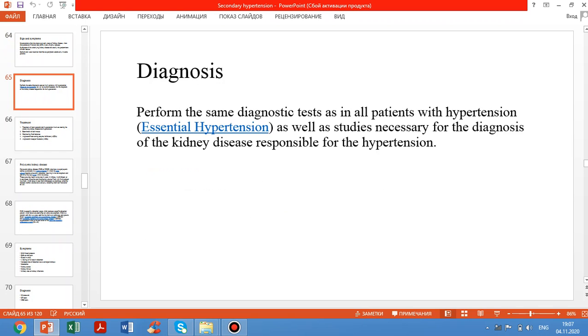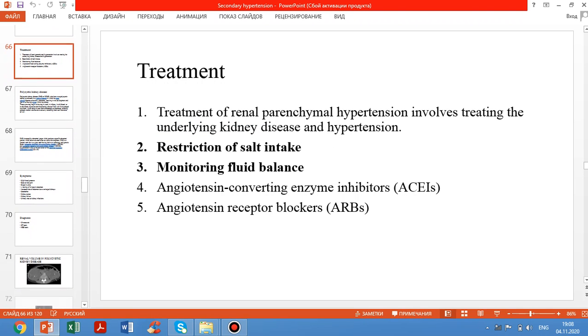Perform the same diagnostic test as in all patients with hypertension, as well as studies necessary for the diagnosis of the kidney disease responsible for the hypertension. Treatment. Treatment of renal parenchymal hypertension involves treating the underlying kidney disease and hypertension. Restriction of salt intake. Monitoring fluid balance. Angiotensin converting enzyme inhibitors. Angiotensin receptor blockers.